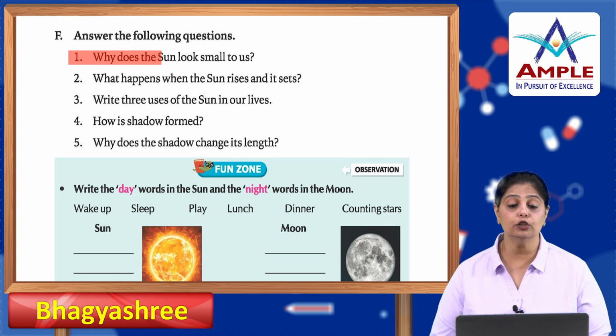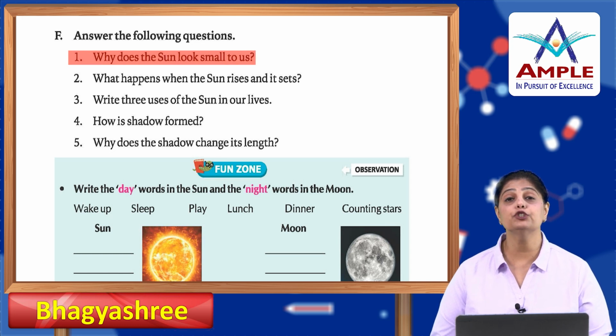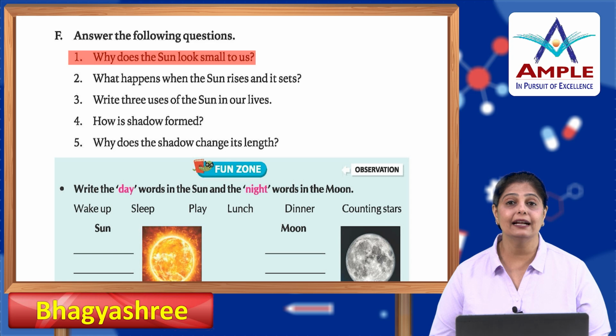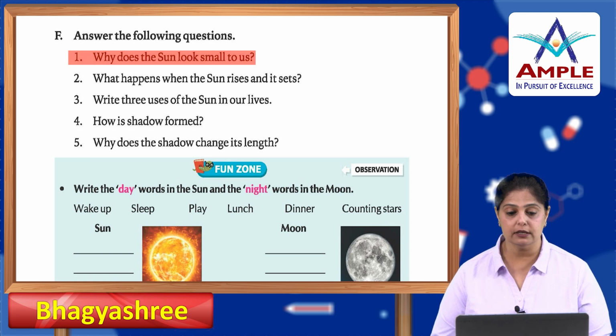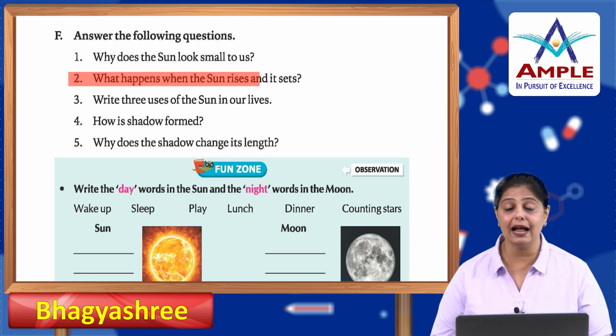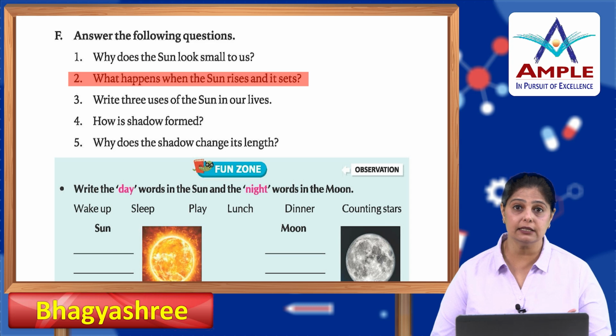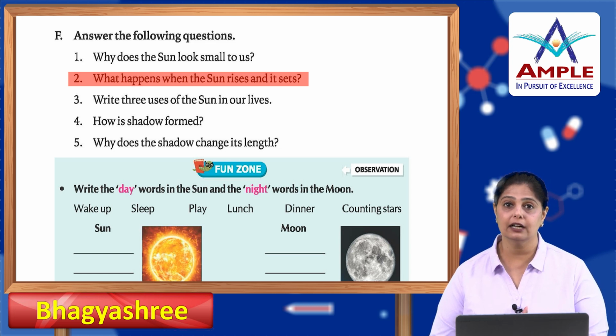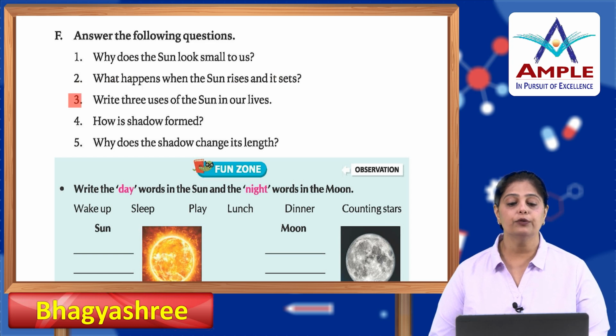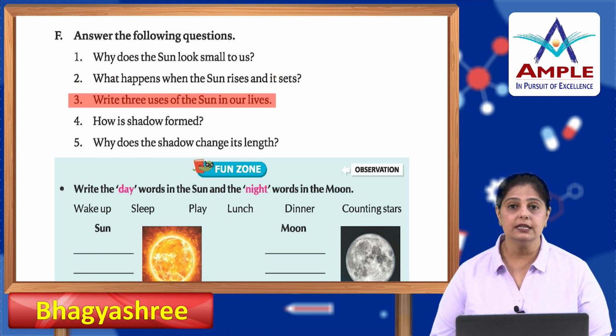Okay. Why does the sun look small to us? Because the sun is really far away from us and that is the reason why it looks small to us. What happens when the sun rises and it sets? When the sun rises, okay, morning comes, the day is bright and there is heat in the environment, in the atmosphere, and after it sets, the night comes, it becomes darker. Okay. Write 3 uses of the sun in our lives. Sun gives us heat, it gives us energy, it helps the plants to grow, it helps to dry the clothes.